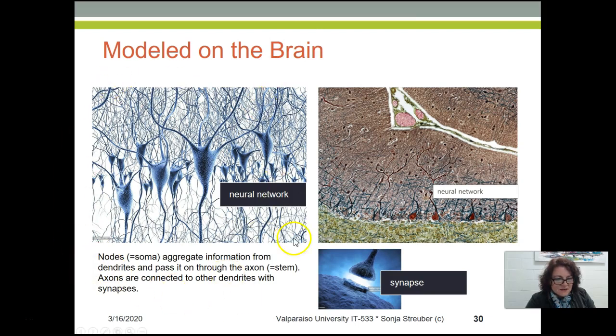As you can see here, our neurons in our brain consist of nodes that aggregate information that comes to them from dendrites, these little thread-like architectures here, and then pass the aggregated information on through an axon, a brain stem, to, in fact, as we can see on the right side here, other neurons through connecting with dendrites, and those connections happen through synapses.